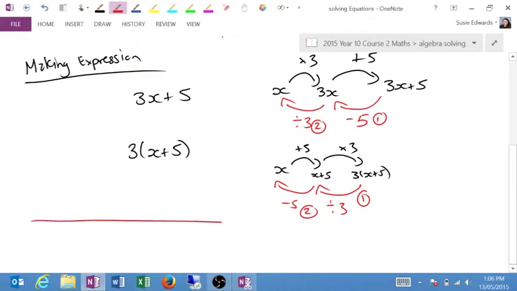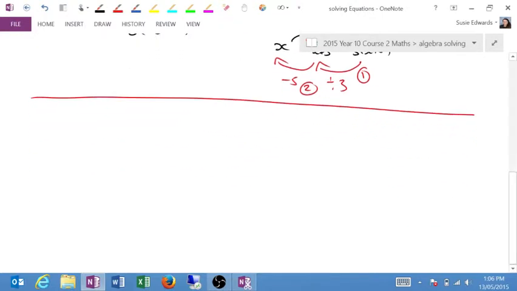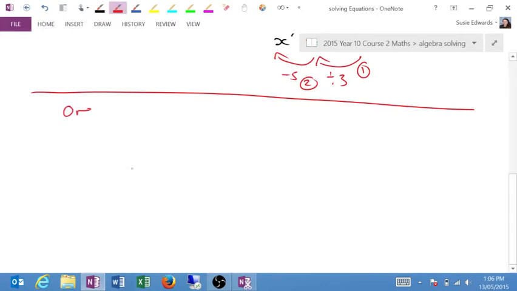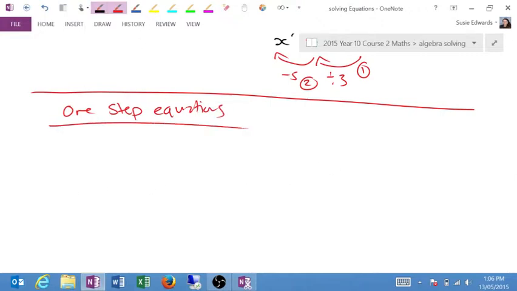So let's look at some solving. If you run out of time, you can always pause with this, that's fine. We're going to start with what are called one-step equations. These just have one thing you need to unravel in them.